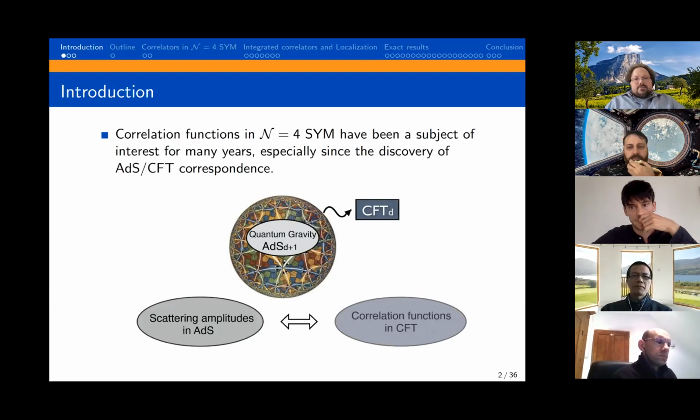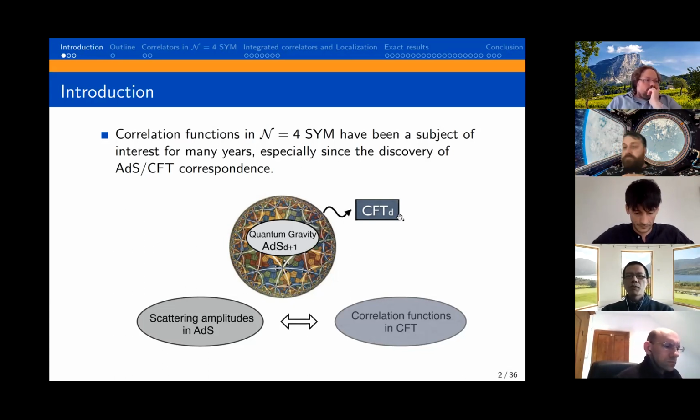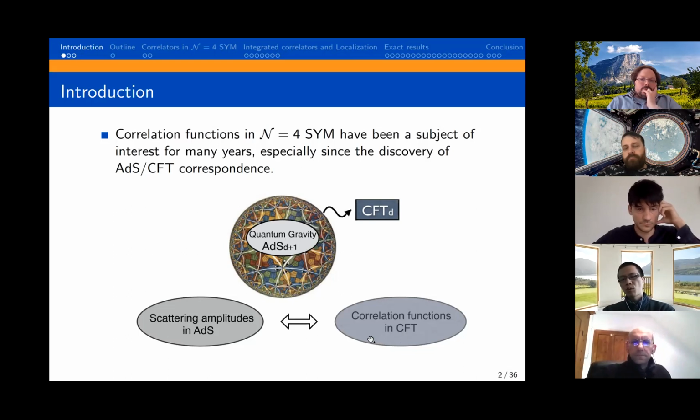The main physical observables we will study in this talk are the correlation functions in N=4 super Yang-Mills. I think it's fair to say that they have been a subject of interest for about two decades, especially since the discovery of AdS/CFT duality, which says that a quantum gravity in an AdS space is dual or equivalent to a conformal field theory on the boundary. And physical observables, such as the scattering amplitudes in AdS space, are equivalent to correlation functions in the dual CFT.